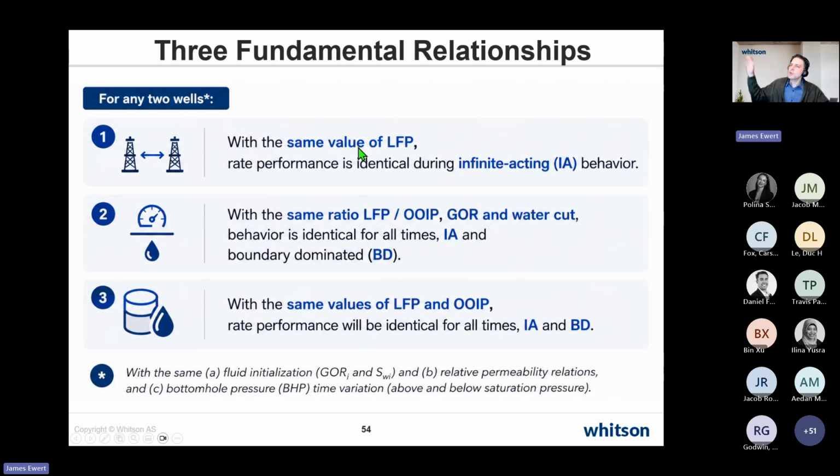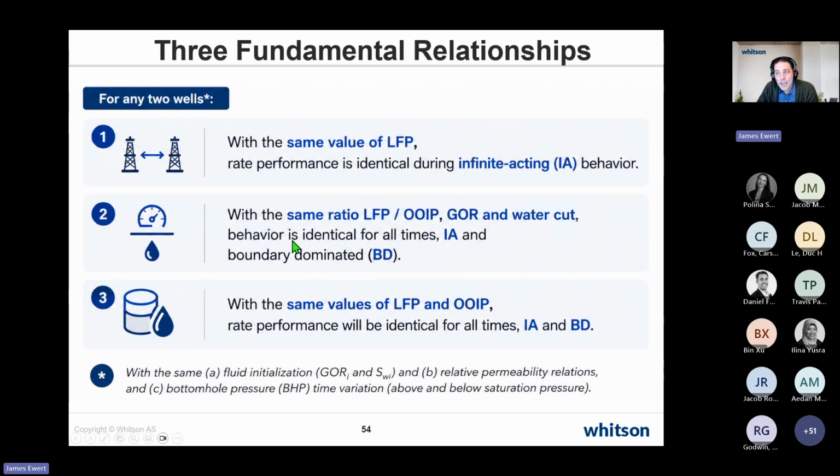Let's say we have two wells, right? They're exactly the same fluid, same completion, same everything, same drawdown. If those two wells have the same productivity, or the same LFP, their linear flow will look exactly the same. And that kind of makes sense, right? If they're the same, and we're drawing them down the same, they're going to have the same characteristic in linear flow.